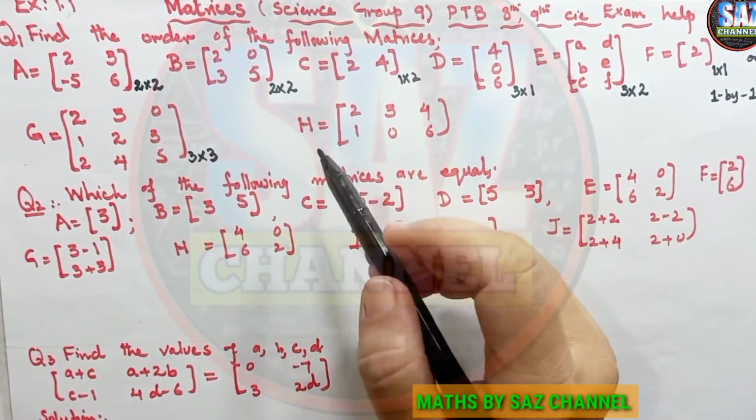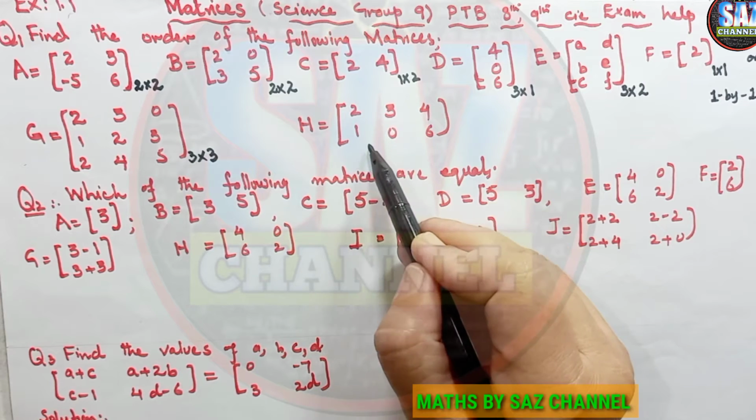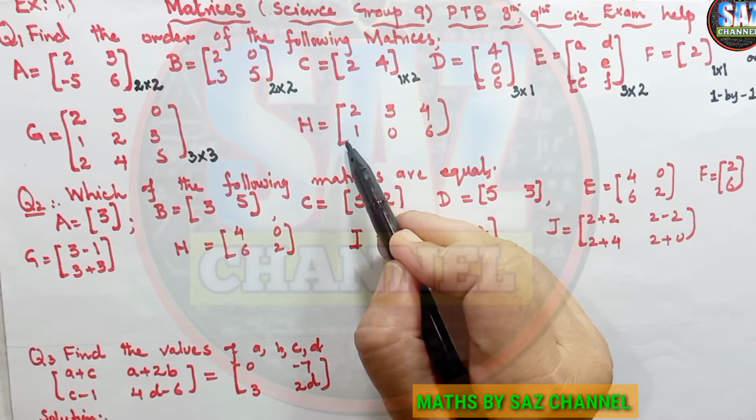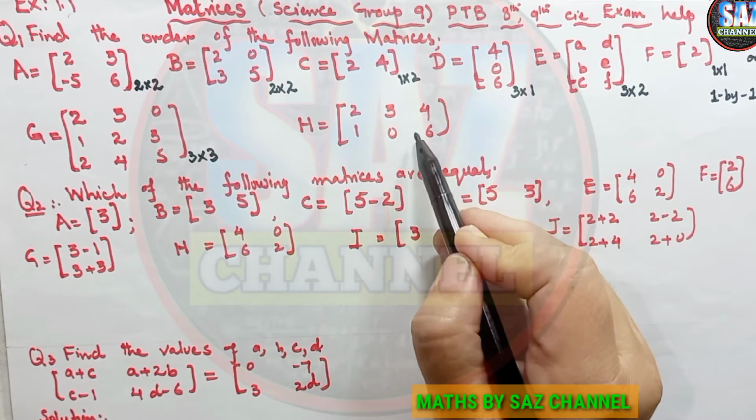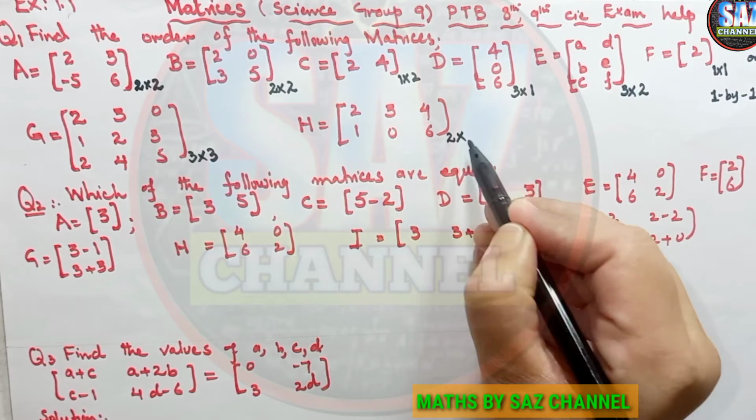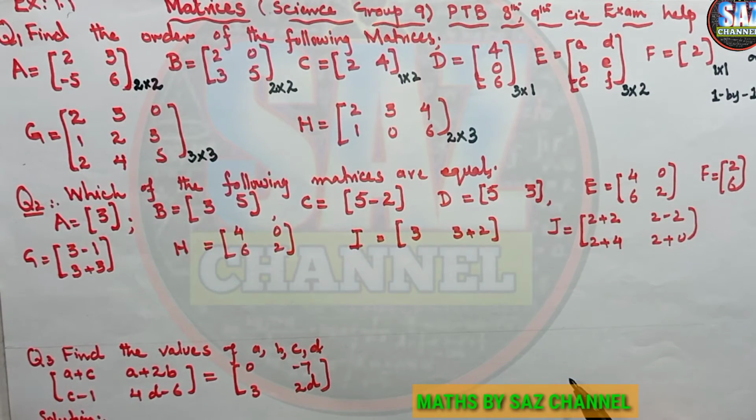Coming to H matrix, this is one row and this is the second row, and how many columns? First column, this is the second column and this is the third column. So it's making 2 by 3 order. I hope you are clear about what is the order of matrix and how to write the order of matrix.